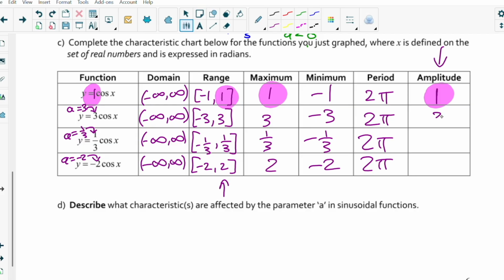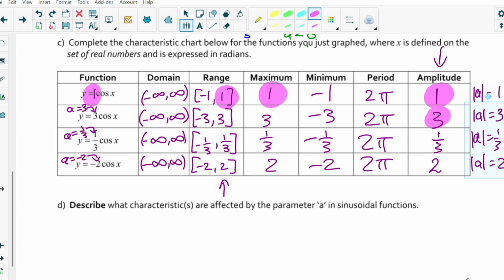Amplitude, y equals 3 cosine of x, amplitude of 3. Amplitude of y equals 1/3 cosine of x, amplitude of 1/3. Amplitude of y equals -2 cosine of x. Well, remember, amplitude is the absolute value of a, right? So the absolute value of a equals 1. Remember, that's how we determine our factor for a stretch. Absolute value of a equals 3. Absolute value of a equals 1/3. Absolute value of a equals 2, right? So that's how our amplitudes are related.